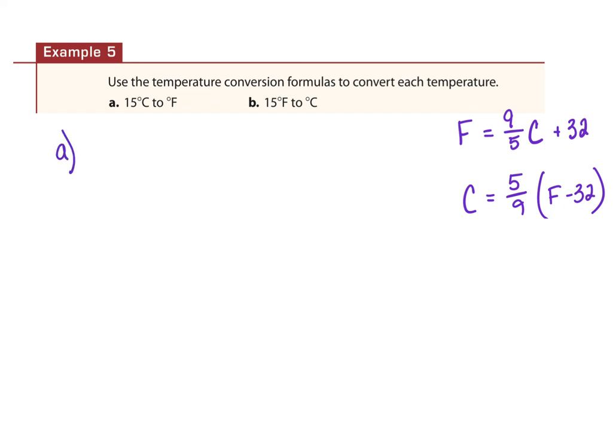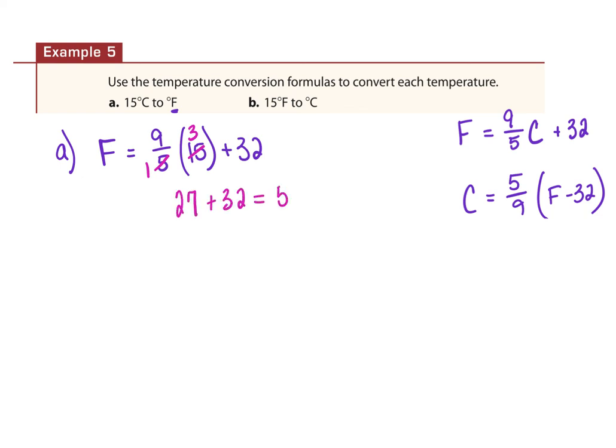All right, so for A, I want Fahrenheit. I want to know what my Fahrenheit is. I'm going to say 9/5 times my Celsius temperature, and then I am going to add 32. Once again with fractions, what's nice for them giving me something like 15 is that it's going to cross cancel. The 5 can cross cancel with the 15. 9 times 3 is 27, plus 32, and that's going to give me 59 degrees Fahrenheit, right? So 15 degrees Celsius is 59 degrees Fahrenheit.